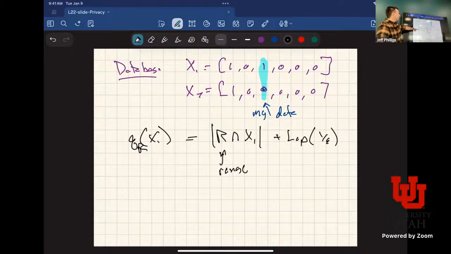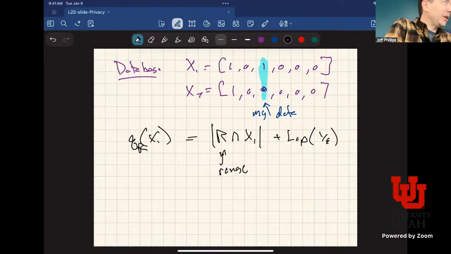Okay, and I think that with this range query, I can now ask about a subset of people. I can count how many people have cancer, and then I can add some Laplacian noise on this, and I can release this information.